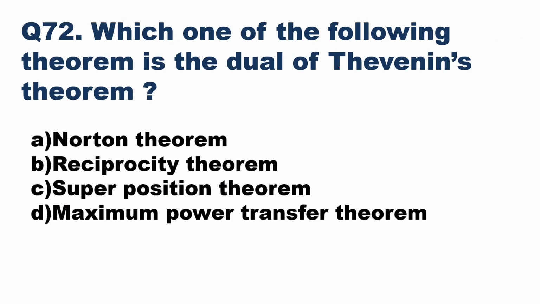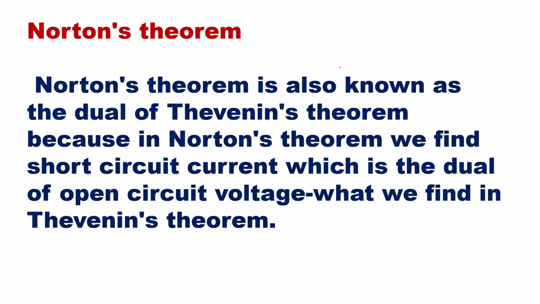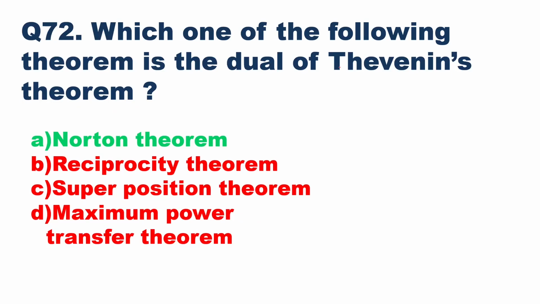Which one of the following theorems is the dual of Thevenin's theorem? The dual of Thevenin's theorem is Norton's theorem. So option A is the right answer. Norton's theorem is also known as the dual of Thevenin's theorem, because in Norton's theorem we find the short circuit current, which is the dual of the open circuit voltage that we find in Thevenin's theorem. So here option A, Norton's theorem, will be the right answer.